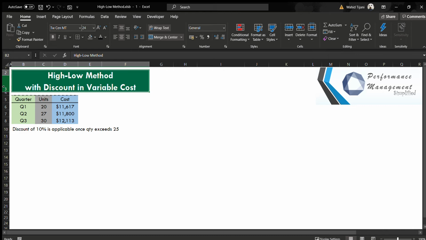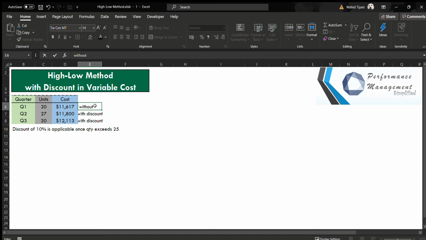method. But before we start with the steps, when it comes to discounting variable cost, the first thing is to mark where the discount in the variable cost becomes applicable. I look at Q1, I have 20 units that has not exceeded 25, meaning that we will have the variable cost without the discount in here. 27 here, we have it with discount. Also here we have it with discount as well. So practically it is here that we have it without the discount.